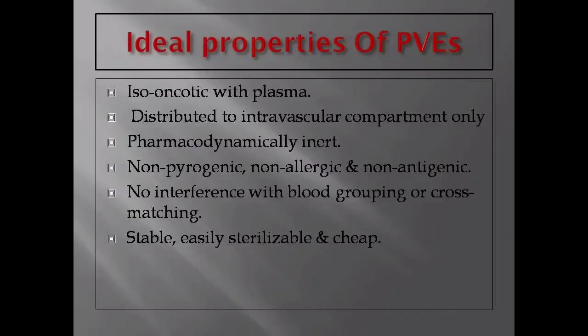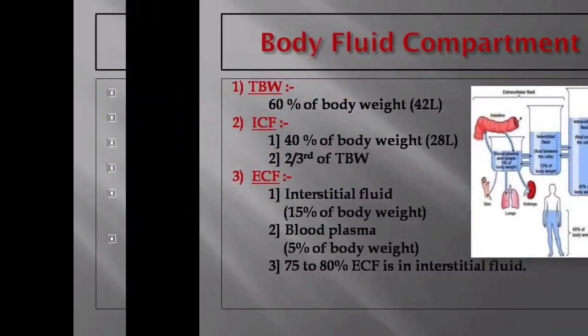Let's see the ideal properties of a plasma volume expander. It is iso-oncotic with plasma, distributed to the intravascular compartment only. It is pharmacodynamically inert. It is non-pyrogenic, non-allergic and non-antigenic. There is no interference with blood grouping or cross-matching. It is stable, easily sterilized and cheap.